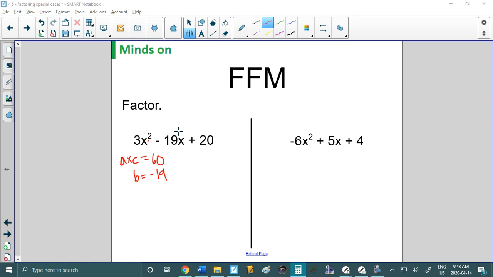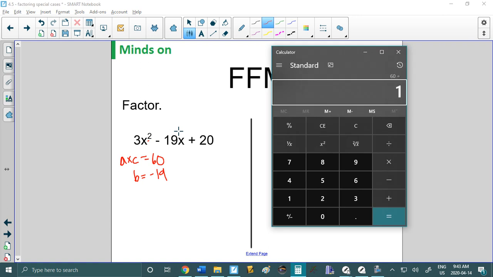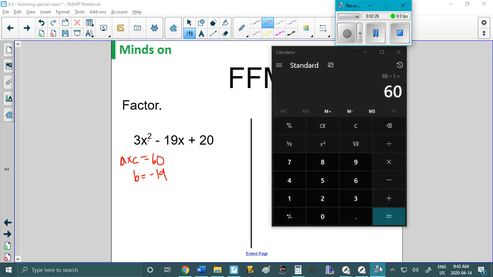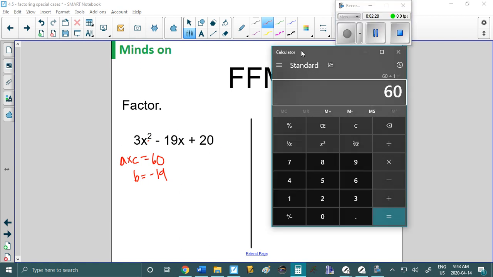So I go to the calculator, and 60 divided by 1, 60 and 1, I cannot make 19. Okay, I'm just making sure I'm recording, and I am. 60 divided by 2 is 30. 30 and 2 can't make 19. 60 divided by 3 is 20. 20 and 3, 19's not going to come out of there. 60 divided by 4, 15 and 4. Okay, so 15 and 4 can definitely make 19. We need to make negative 19.